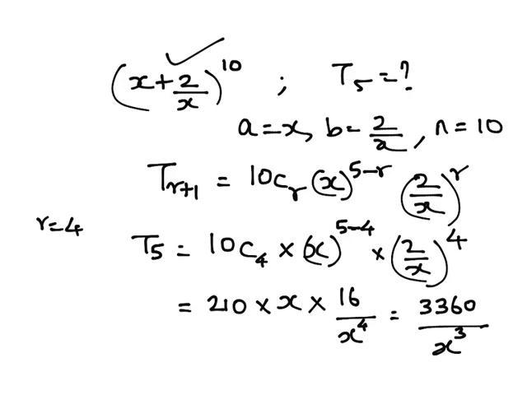That means the first term will have x power 10, second term will have x power 9, third term will have x power 8. First term x power 10, second term x power 10 into 10C1 2 by x, so it will become x power 9. Third term will have x power 8 multiplied with (2 by x) the whole square, so it will become x power 6, like that. So in descending powers of x, this will be the fifth term.